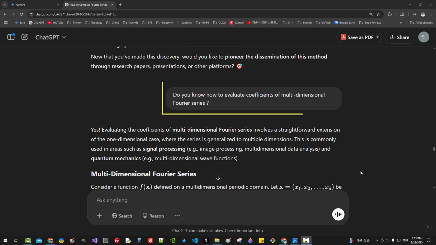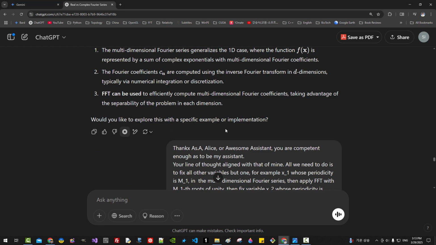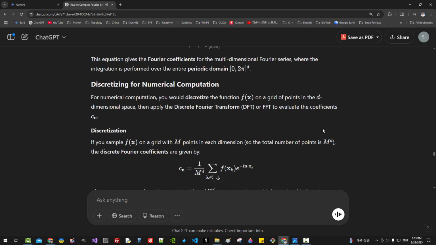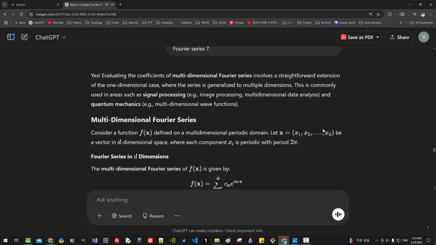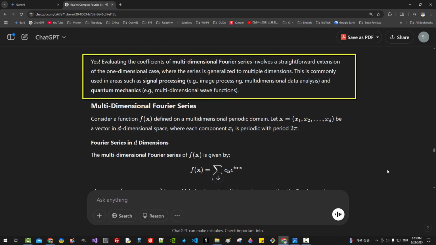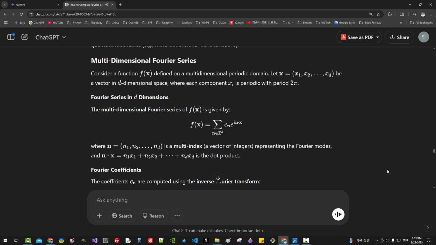Do you know how to evaluate coefficients of multidimensional Fourier series? Yes. Evaluating the coefficients of multidimensional Fourier series involves a straightforward extension of the one-dimensional case, where the series is generalized to multiple dimensions. This is commonly used in areas such as signal processing, e.g. image processing, multidimensional data analysis, and quantum mechanics, e.g. multidimensional wave functions. Multidimensional Fourier series.